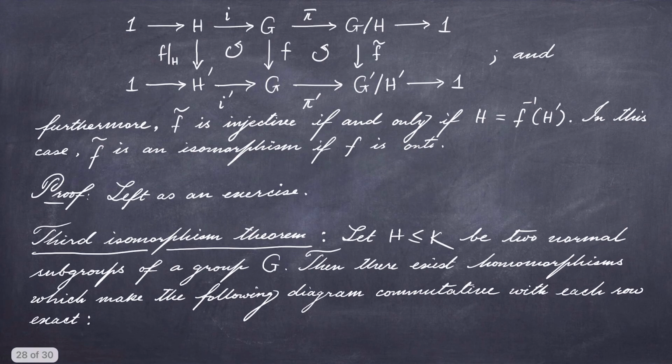Okay. Now it is time to prove the two isomorphism theorems. We'll first prove the third one. It says that if H and K are two normal subgroups of G, and H is also a subgroup of K, then there exist homomorphisms which make the following diagram commutative with each row exact.